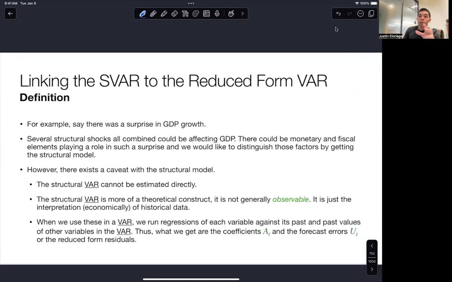So when we use these in a VAR, we run regressions of each variable against its own past and present values and past values of other variables in the VAR, and we get our reduced form coefficients, which is A, not script A, and the forecast errors, right? So that's what we get.